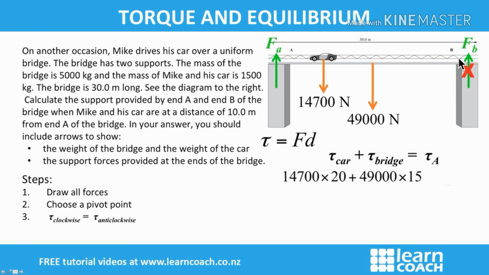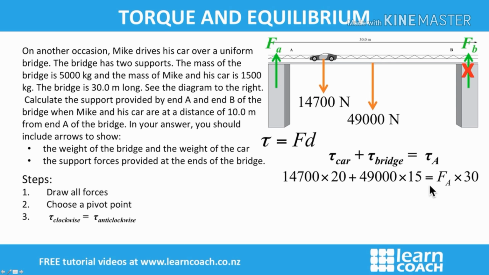Now our pivot point is B, so we have to go halfway across the bridge, which is 15 meters, that's half of 30, and that gives us our torque for the bridge. And that all has to equal the force times the distance of support force A. Now we know the distance of support force A, that's 30, but right now we don't know what this upwards force is, so we just leave it as an F. But that's good because we can solve this problem.